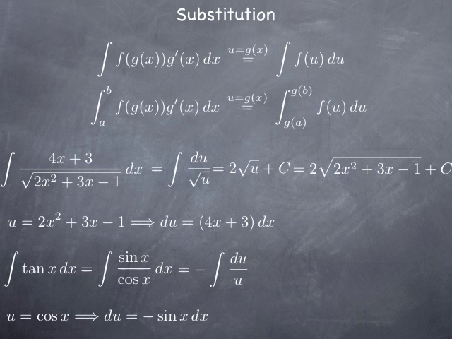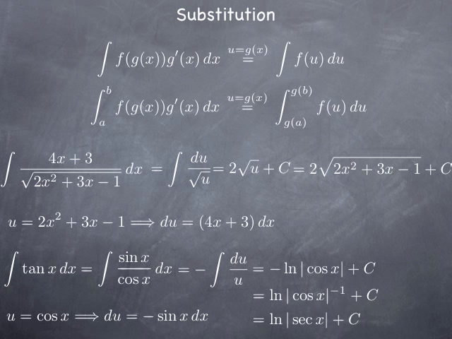An antiderivative of 1 over u is natural log of absolute value of u, and u was cosine x, so we get negative natural log of absolute value of cosine x. One of the properties of the natural log that we have seen is that if you have a multiplicative constant in front, you can bring it inside the log as a power. So we get natural log of absolute value of cosine x to the negative 1. And cosine x to the negative 1 is 1 over cosine x, in other words, secant x. So a standard way to write that is natural log of absolute value of secant x up to a constant.